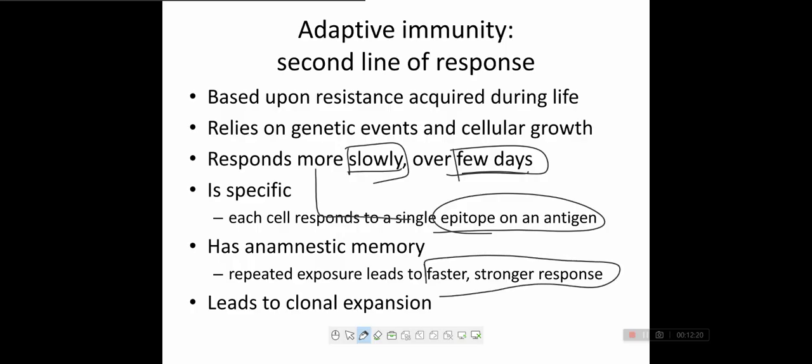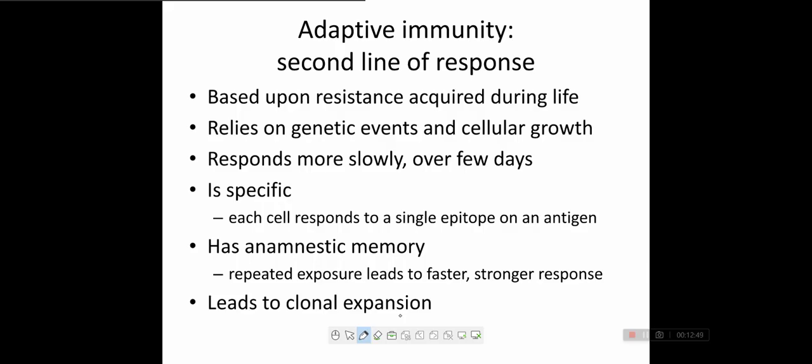See, this is a graph. The first response is very late, but the second response is very fast. This is the latent period. In the first response, this latent period is longer, but in the second response it is very short. So the second response is very fast. It leads to clonal expansion. They increase in number. In adaptive immunity, that is what happens.